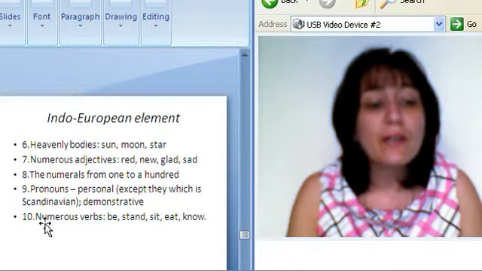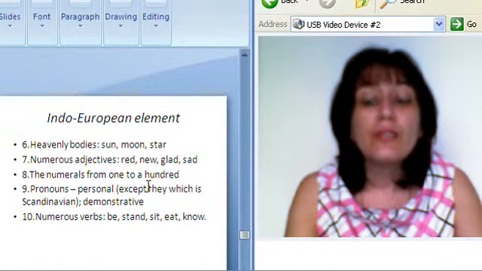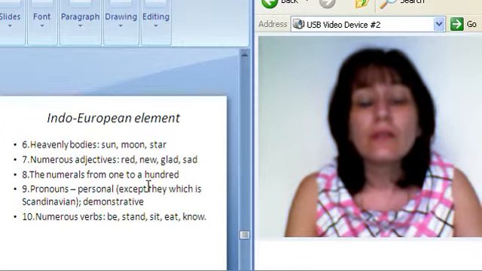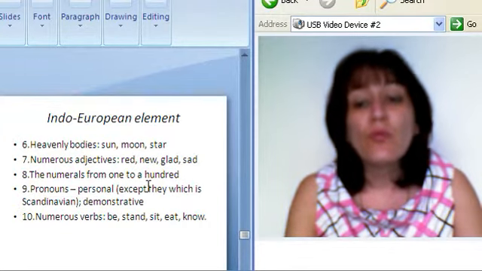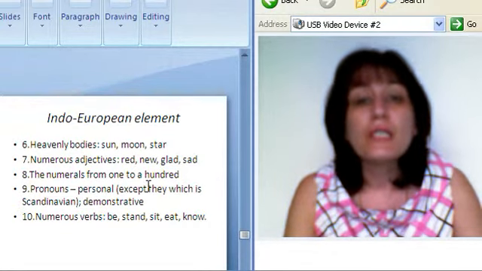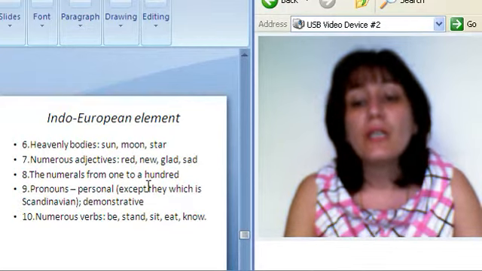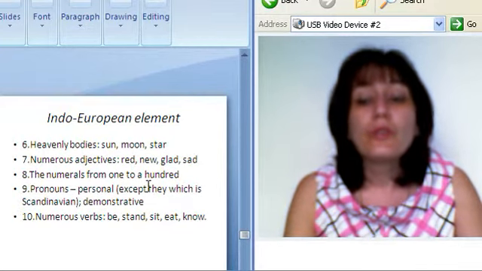Numerous adjectives: red, new, glad, sad. The numerals from 1 to 100. Pronouns: personal pronouns, except they, which is Scandinavian, and demonstrative pronouns. Numerous verbs: to be, to stand, to sit, to eat, to know.